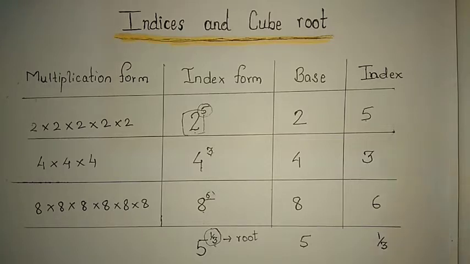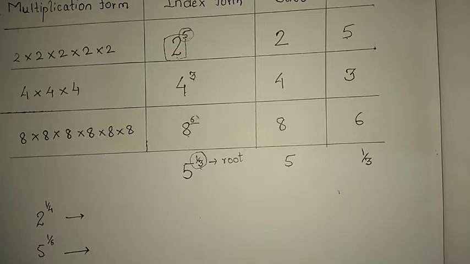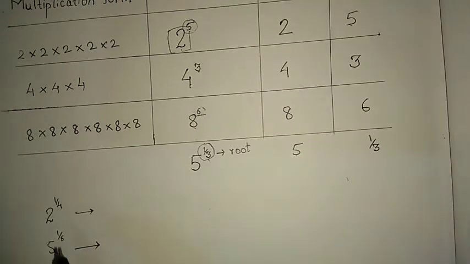So consider one more example. I have written two examples here. 2 raised to 1 divided by 4. It means 2 is the base and the index is 1 divided by 4. So how will you write it in sentence form? 2 is the base and 1 divided by 4 is the index. The index is a rational number, with 1 in the numerator and 4 in the denominator, so it means it is a root, not a power.